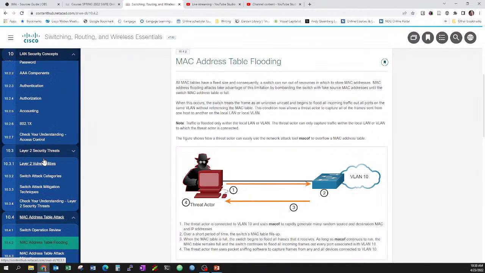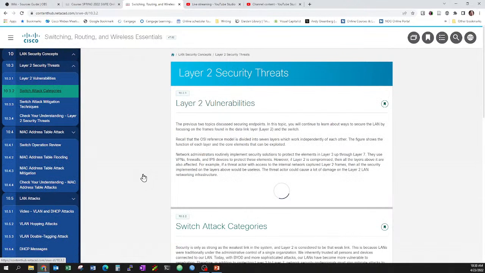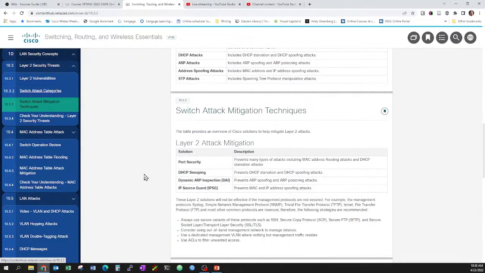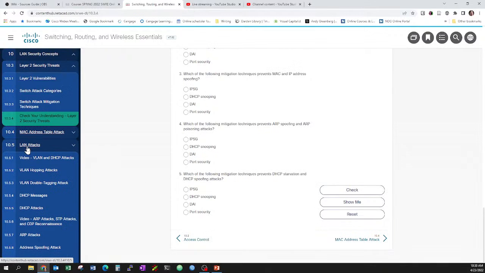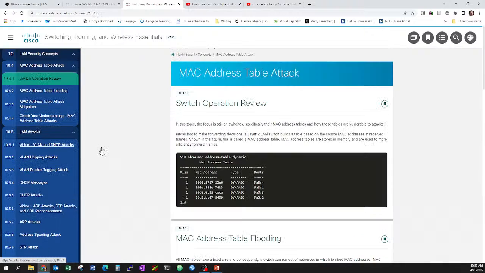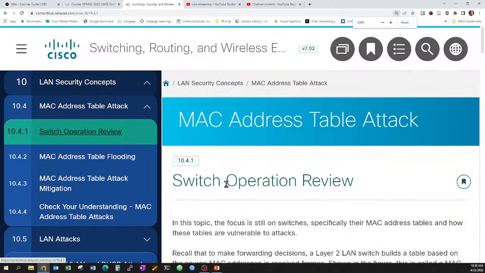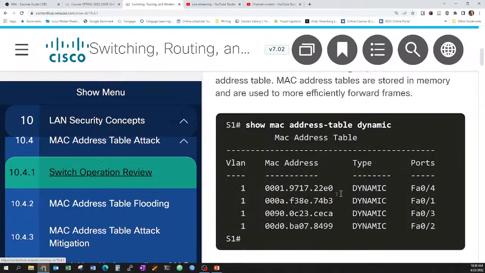If I have a table, in this case, it stores information about my devices that are connected. Here's my example of my MAC address table. And remember, this is the one thing that actually makes a switch a switch. If I didn't have this table, what I would really have is a hub.